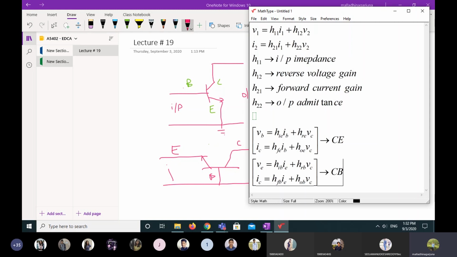Next, coming to common collector. For common collector, what is the input terminal? Base. Output terminal is emitter. Input is base, output is emitter. Based on that, you can rewrite the equations. For common collector, the second suffix will be C, so you will get HIC, HRC, HFC, HOC in the common collector configuration.